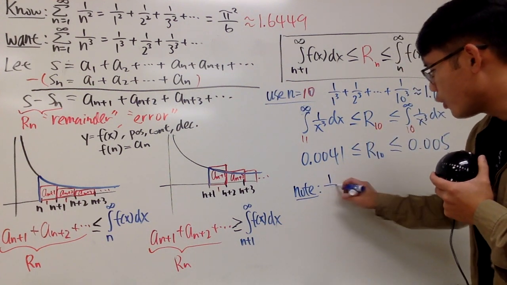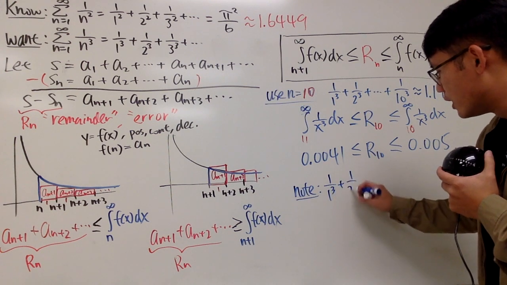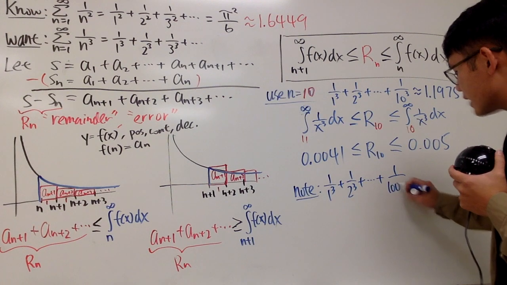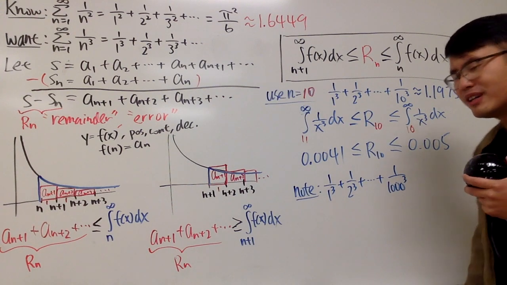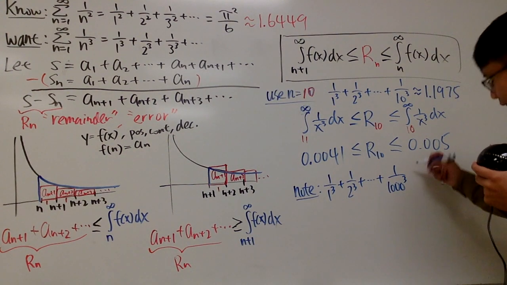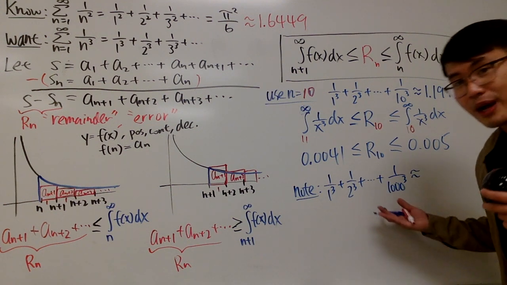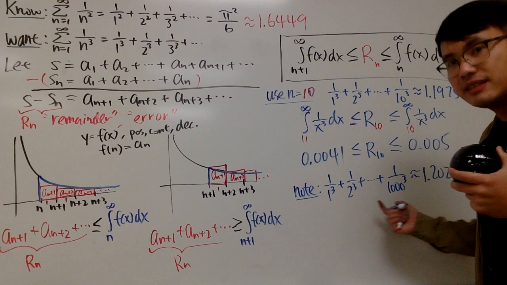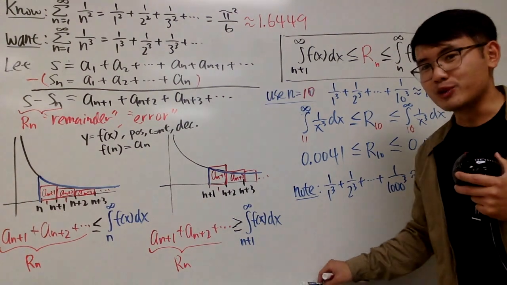Note, if I do 1 over 1 to the third power plus 1 over 2 to the third power plus dot dot dot up to 1 over 1,000 to the third power. Oh, I should have done it over 9,000, but I didn't do it anyway. This right here, let me tell you guys what the answer is. This right here is approximately 1.2020564, and of course more digits after that. So this is the 1,000th partial sum.